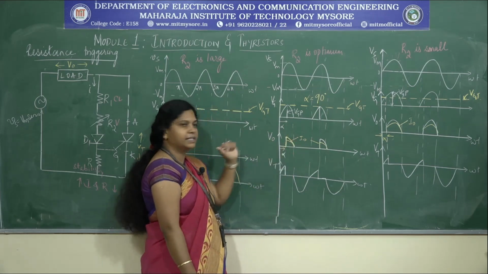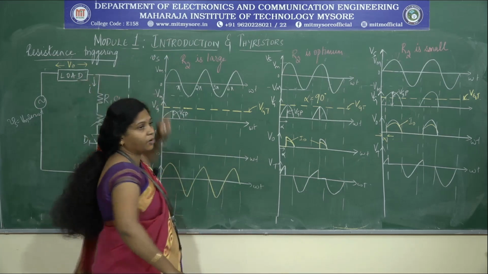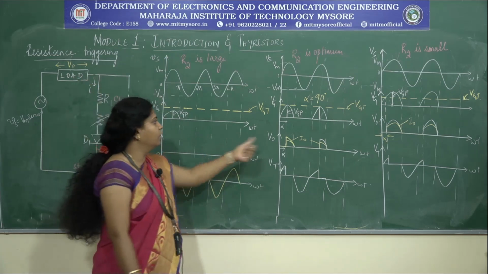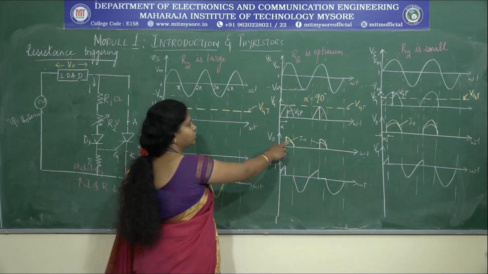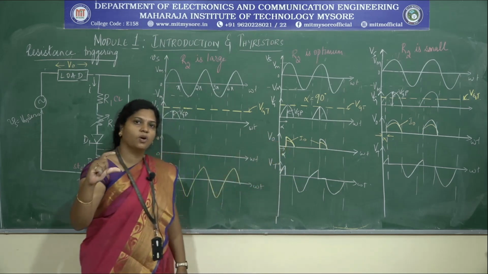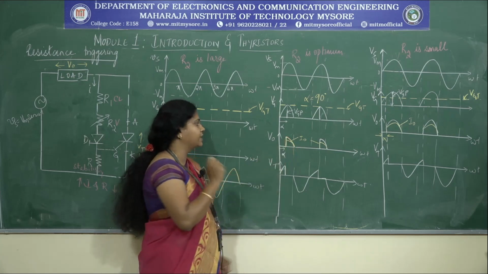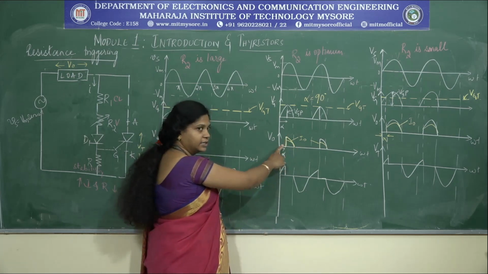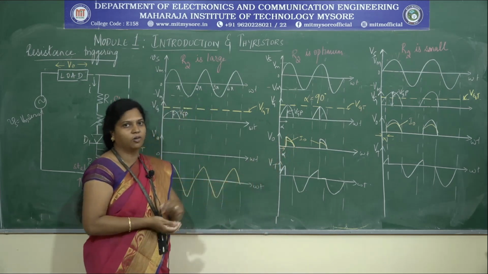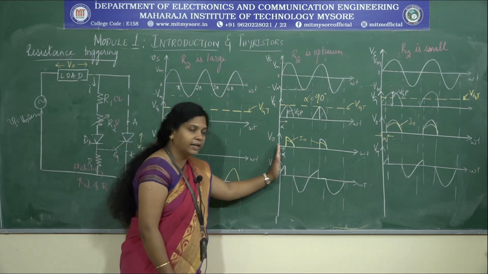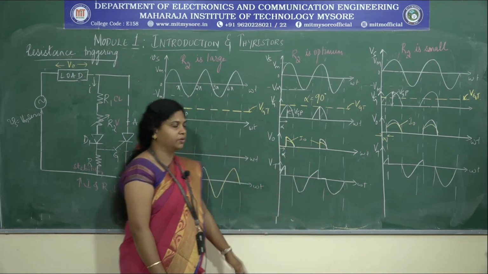Let us assume this load to be a purely resistive load, so voltage and current are in phase. The current has a smaller amplitude compared to the amplitude of the voltage. Exactly when alpha is equal to 90 degrees, you are going to get the output voltage. After 90 degrees, you will be getting the output voltage.